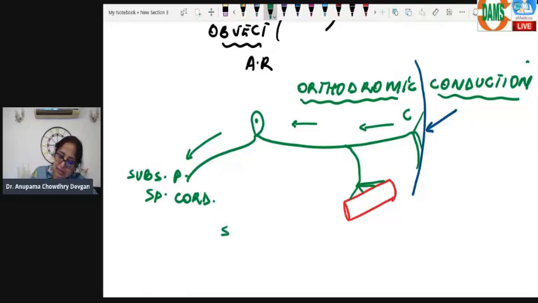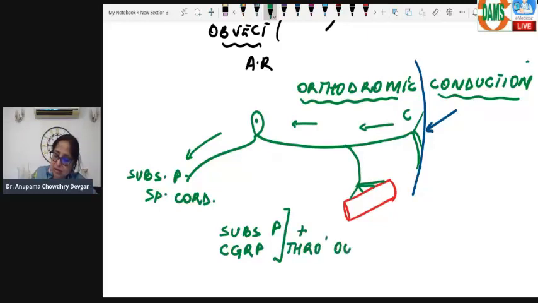Now, substance P and CGRP are neurotransmitters. Substance P is a large molecule, slowly acting neurotransmitter. CGRP, calcitonin gene-related peptide, is also a large molecule, slowly acting neurotransmitter. These are present throughout the axon, throughout the nerve fiber.